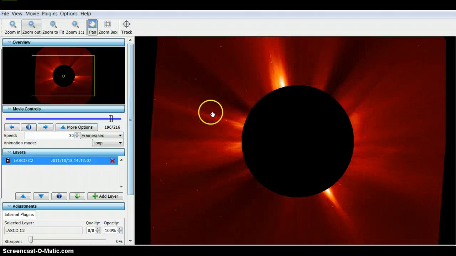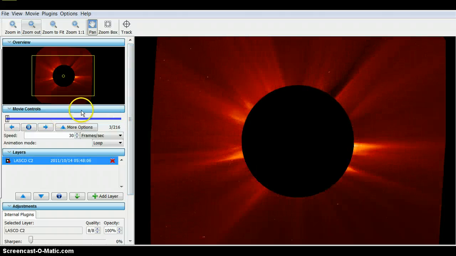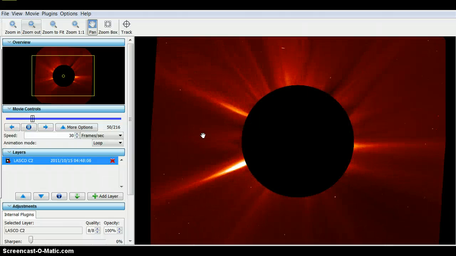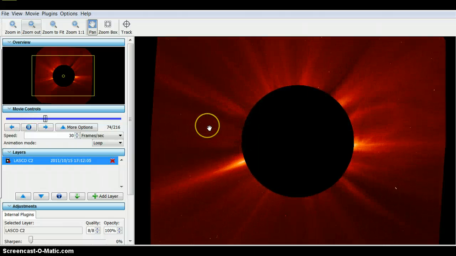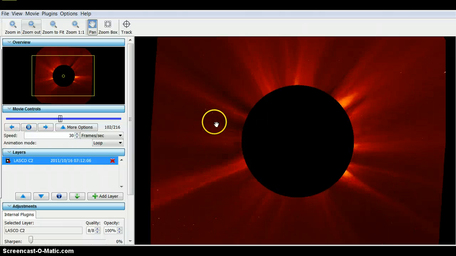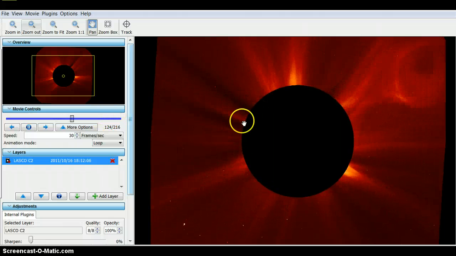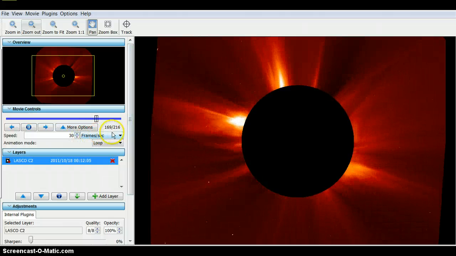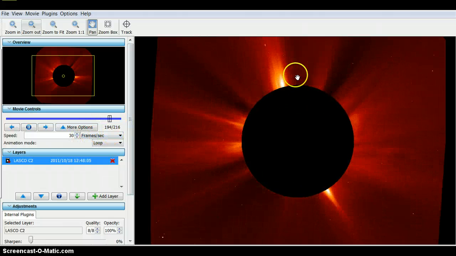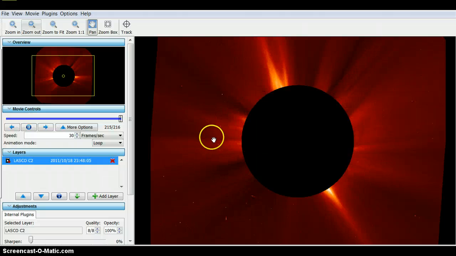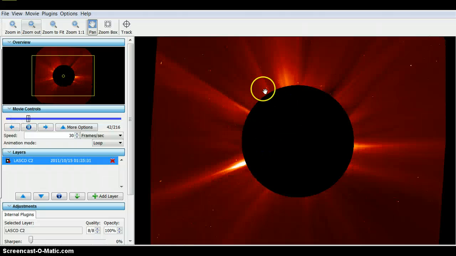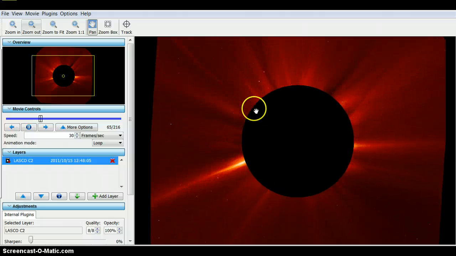I have a loop already playing here from the 14th to the 18th. Today is October 19th, by the way, a little after 1 a.m. in the morning that I'm making this video. You can see here there's a lot of flares being thrown out. The particular flares being thrown out are on the other side of the sun, and that again concerns the groups that are rotating into the area now facing Earth.